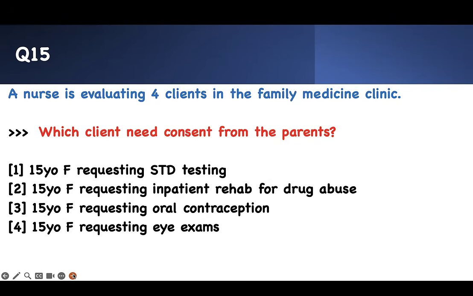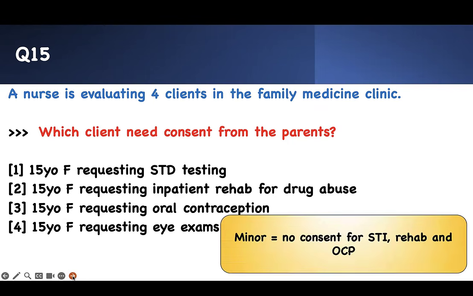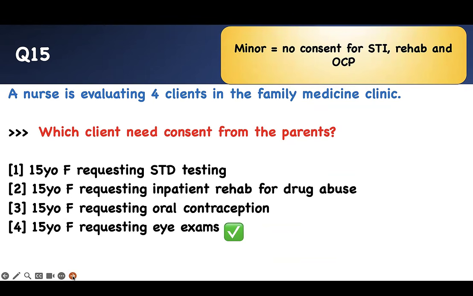They are 15-year-old females. One is requesting STD testing. One wants to have rehab for drug abuse. Another person needs contraception, and another patient needs eye exams. Key content: STDs, drug abuse, contraception. It does not matter your age, you don't need permission based on the law. But if you're a minor and you're going to have an eye exam, you need to get permission from your parent. Number 4 is your right answer.